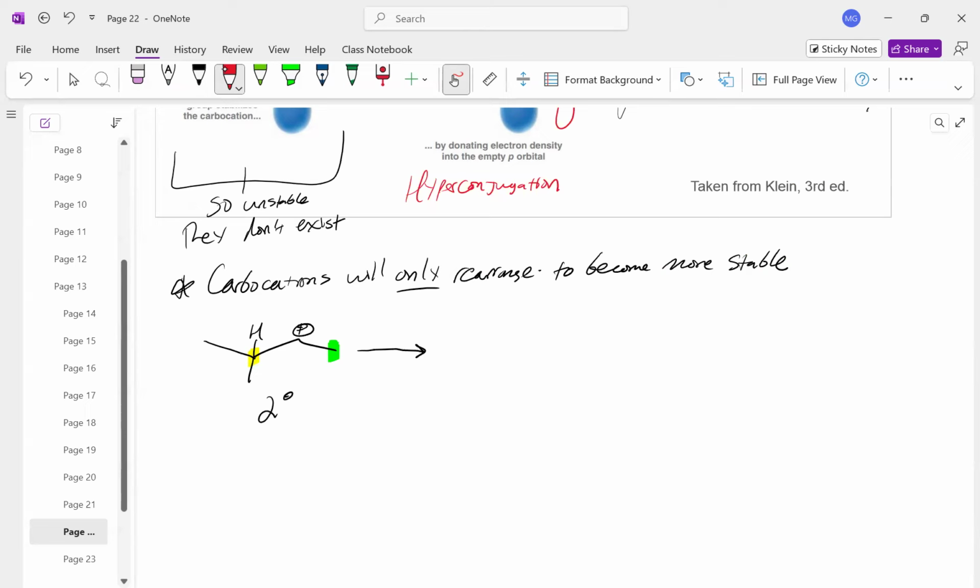But this is what you don't do. Don't do that, because what that arrow is showing is that the plus charge is physically moving. You cannot pick up a plus charge and move it elsewhere. What I can do is take a hydrogen with its electrons and move it over adjacent.